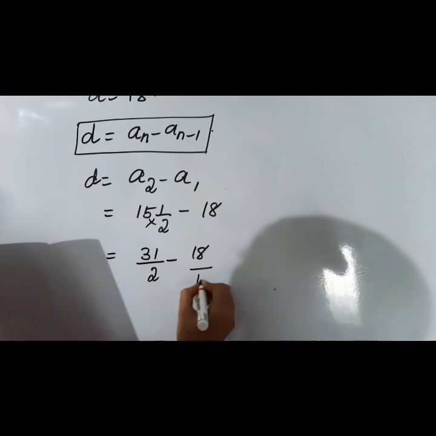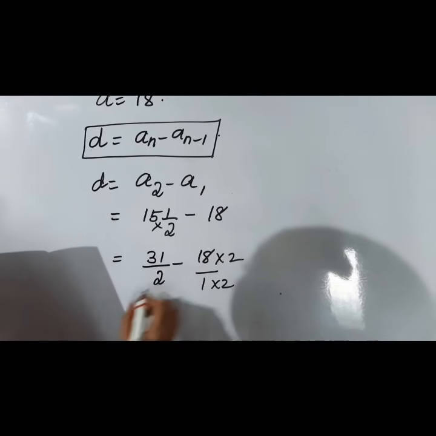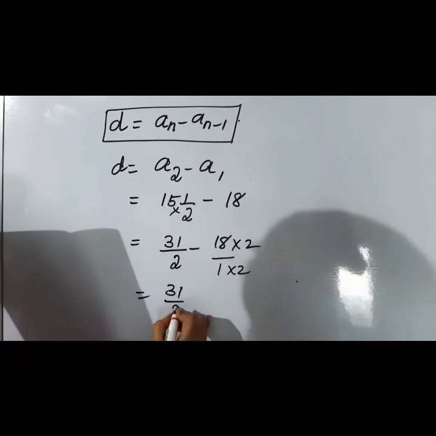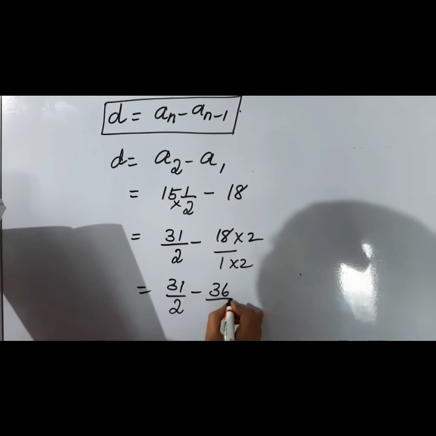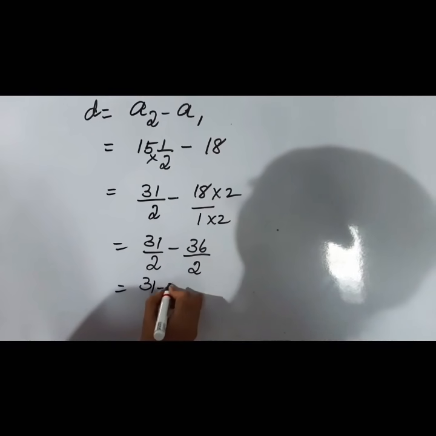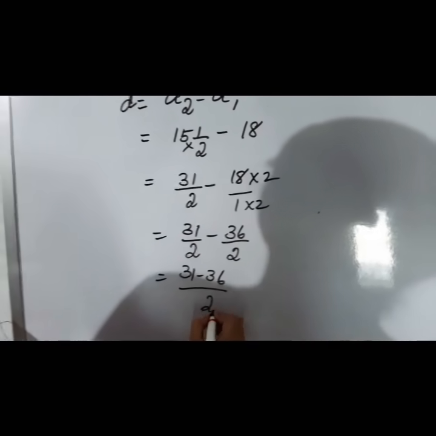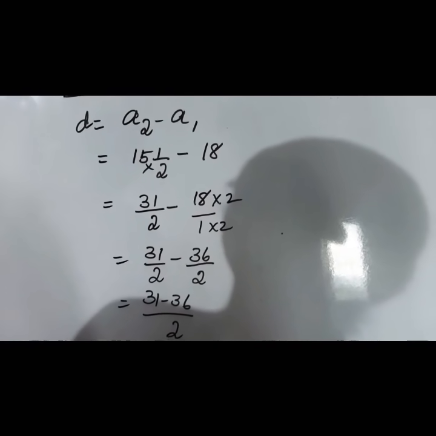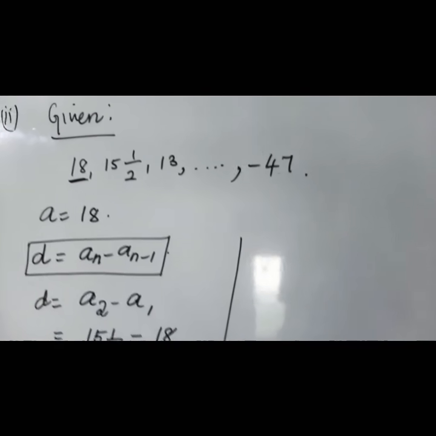Take LCM now. This is 31 by 2 minus 36 by 2. So 31 minus 36 by 2 gives you minus 5 by 2. So we found out what is d. So in the given AP, we found out what is a and what is d.